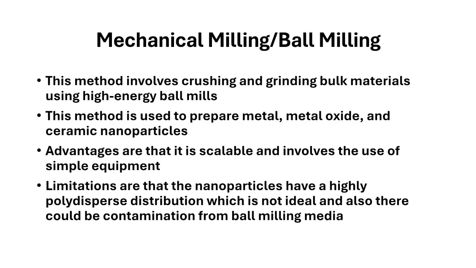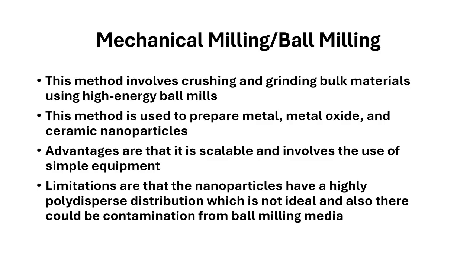Mechanical milling, which is also known as ball milling, is a top-down synthesis method since it involves crushing and grinding bulk materials by using high-energy ball mills. This method can be used to prepare a variety of metal, metal oxide, and ceramic nanoparticles. A major advantage of this method is that the process is scalable, which means it could be useful for industrial processes, and it also uses simple equipment, which can also make it convenient.